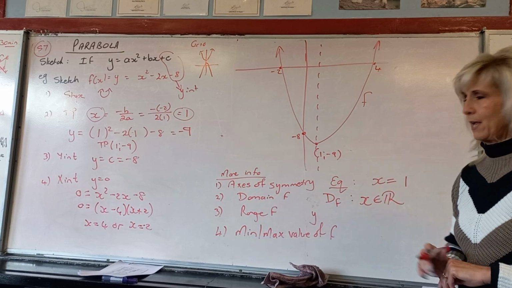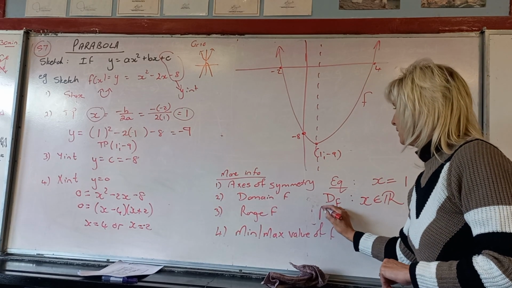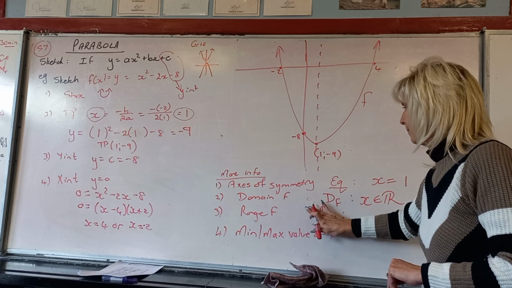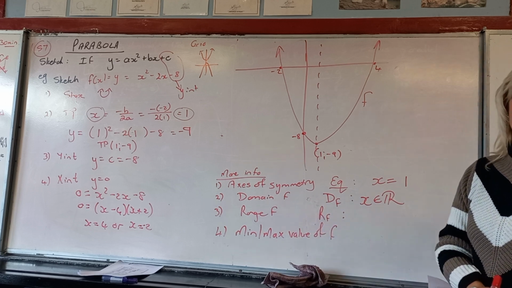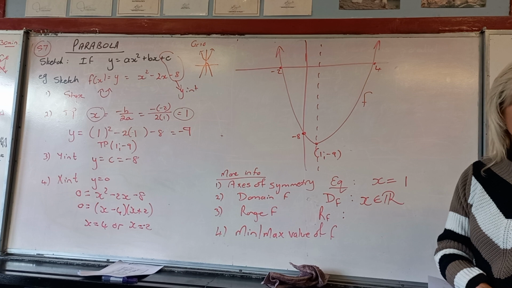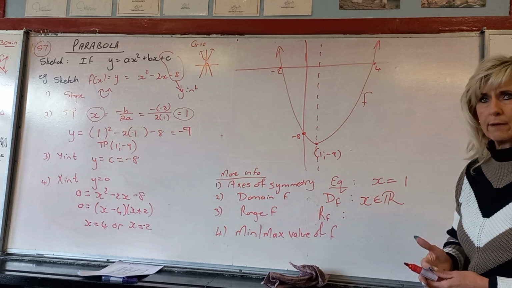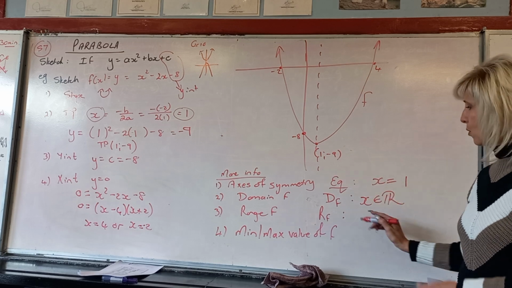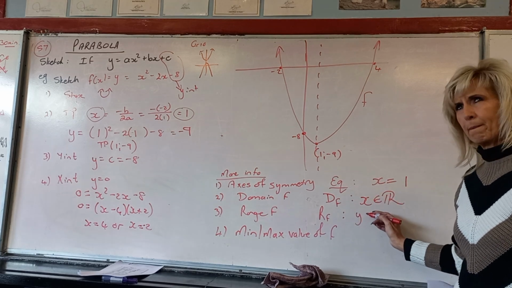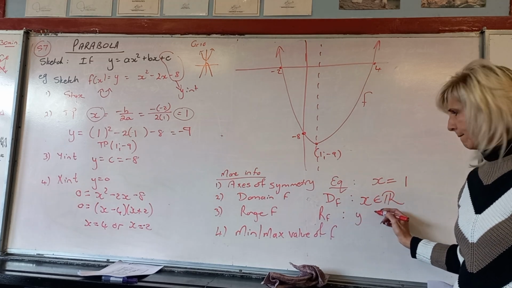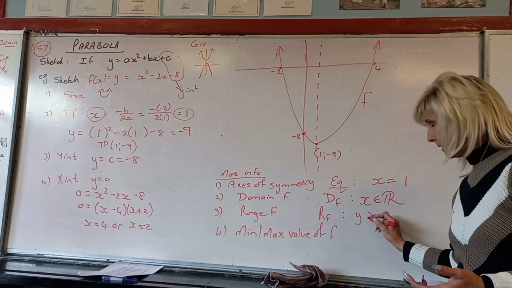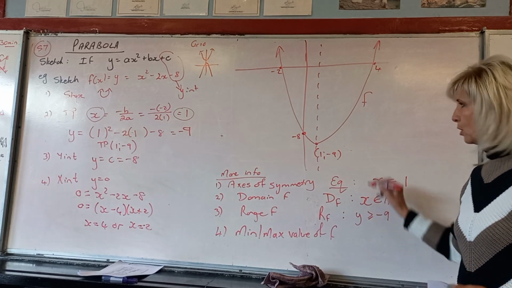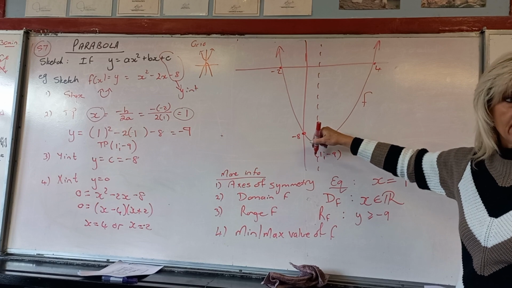What are the y values? So we say the range of f are. Is the range also all the what? All the numbers? No, it stops where? At the turning point. At the turning point at -9. So it's all the y values bigger or equal to negative 9. Or equal, because it does equal the -9 as well.